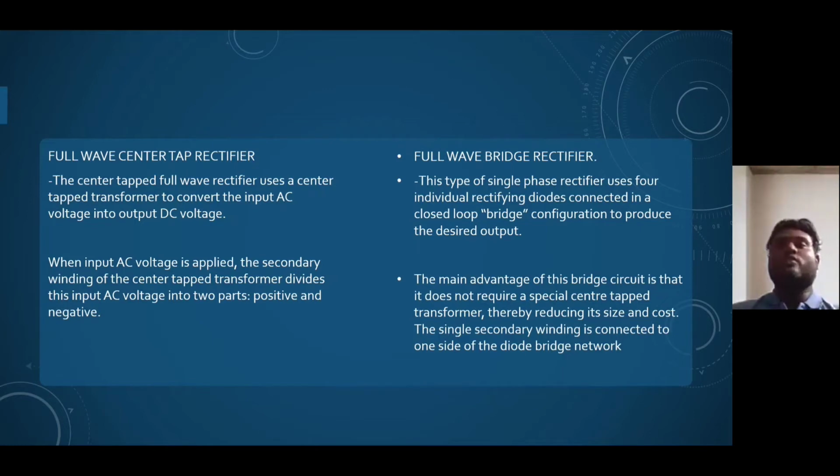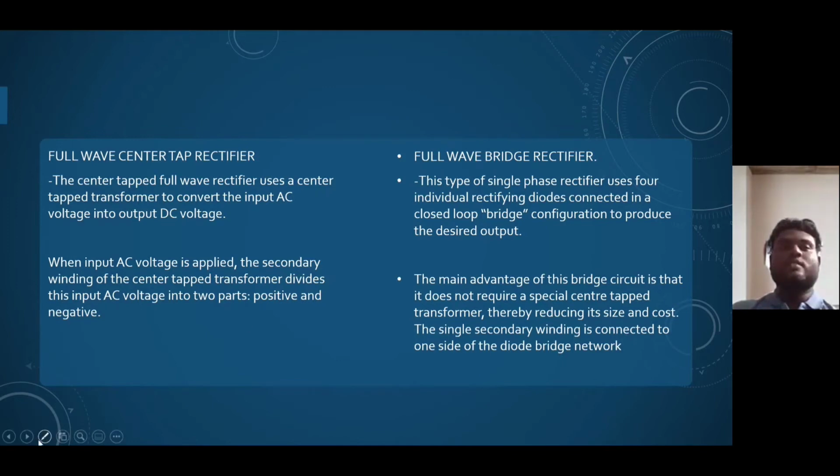Next, for the full wave bridge rectifier. This type of single phase rectifier uses four individual rectifying diodes connected in a closed loop bridge configuration to produce the desired output. The main advantage of this bridge circuit is that it does not require a special center tap transformer, thereby reducing its size and cost. The single secondary winding is connected to one side of the diode bridge network.